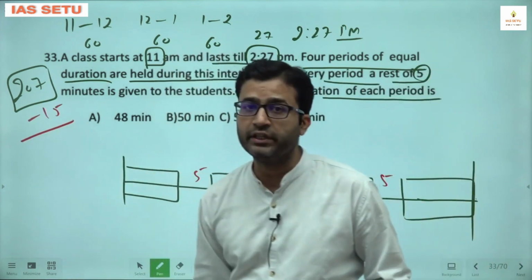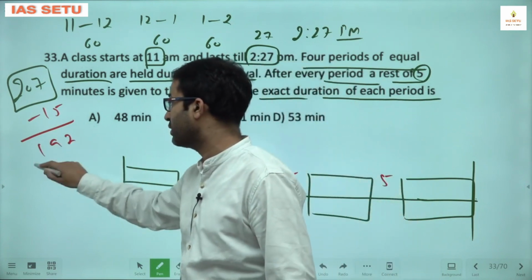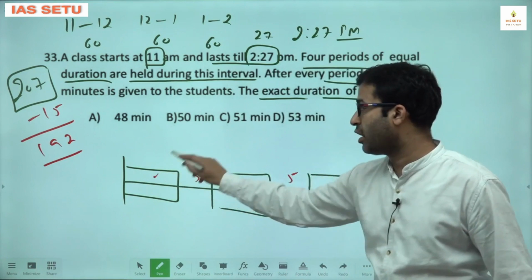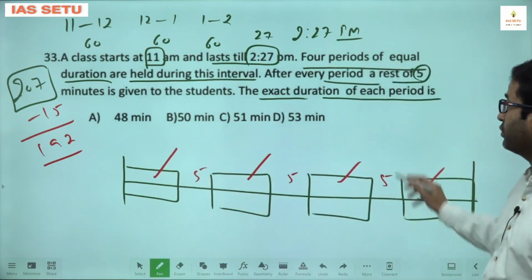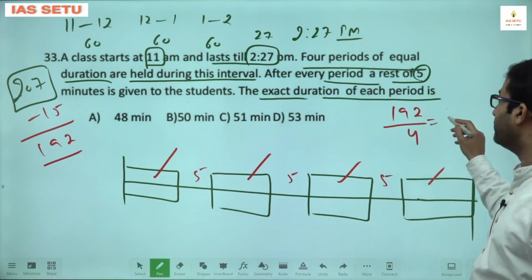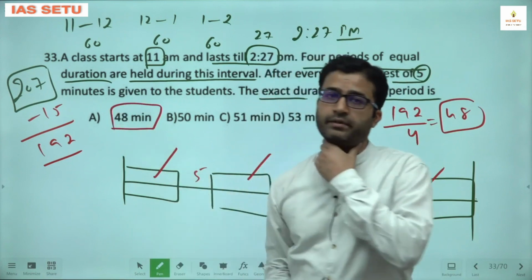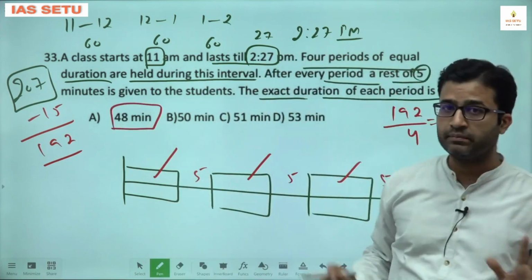So effectively, for how many minutes is the study going on? 192 minutes. In these 192 minutes, how many periods? 1, 2, 3, 4. So if we divide 192 by 4, effectively each period is of 48 minutes. So answer A. Step 1, you find the total time.